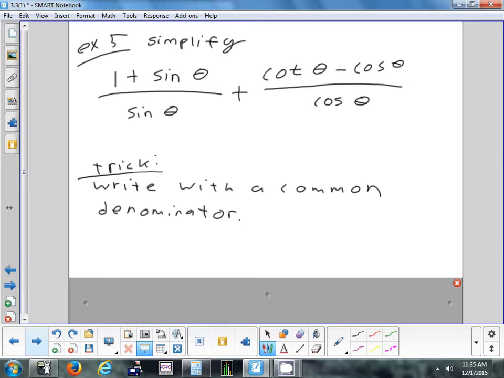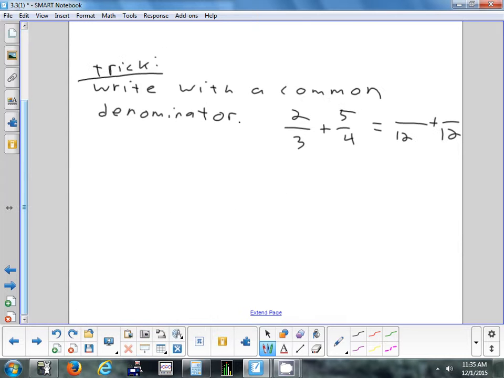So if we had 2 fractions like 2/3 plus 5/4, one way to get a common denominator is just to multiply the 2 you have together. So in this problem, the common denominator would be 12. What's the common denominator going to be in example 5? It's going to be sine times cosine. There's nothing else we're going to do with that for now. Just leave it as sine times cosine.